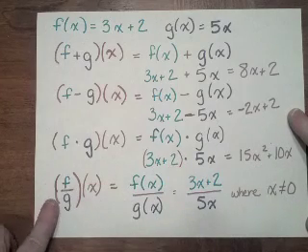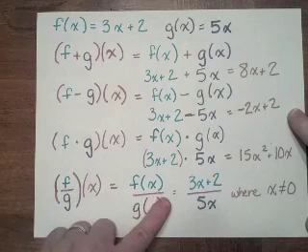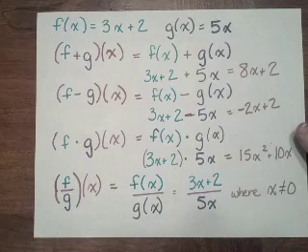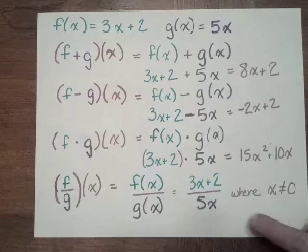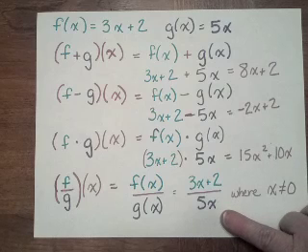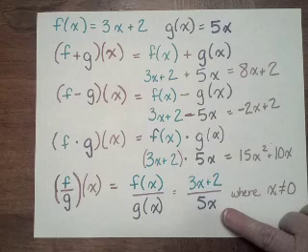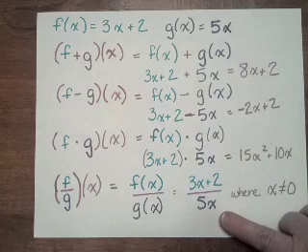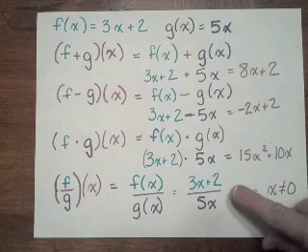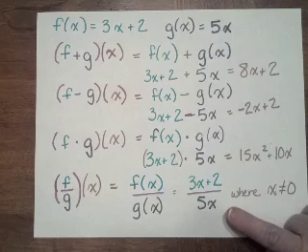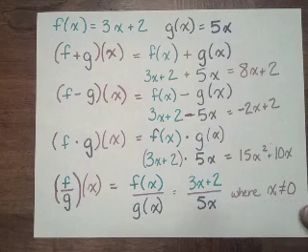And then we have dividing. Dividing is the same thing. The only thing we have to realize, though, is that if x is 0, that's going to make this an impossible fraction. So we have to be careful about the x's. So I have to say that it's 3x plus 2 over 5x, which I can't really simplify. But this is where x does not equal 0.